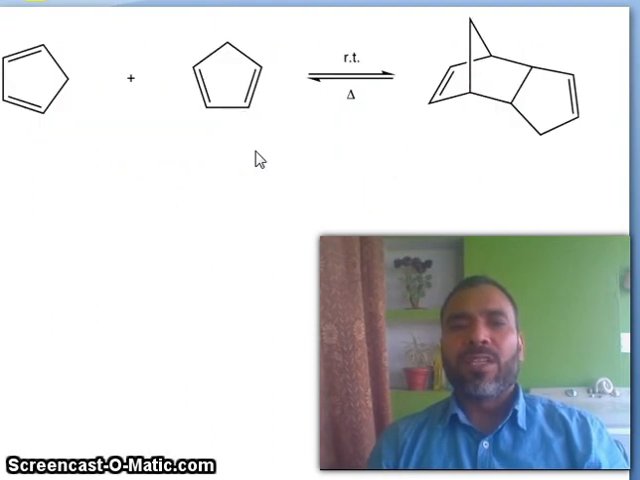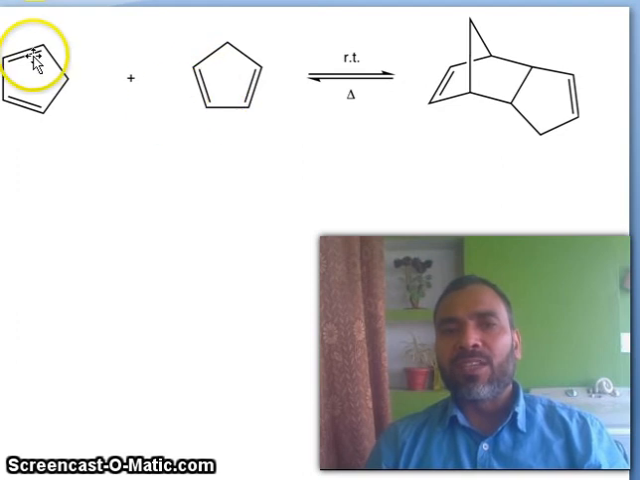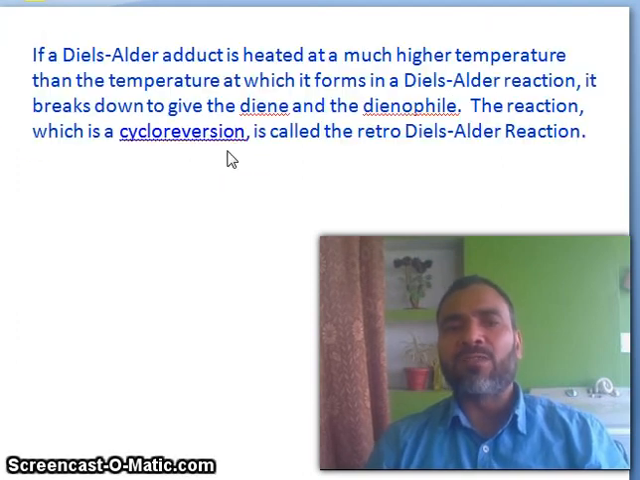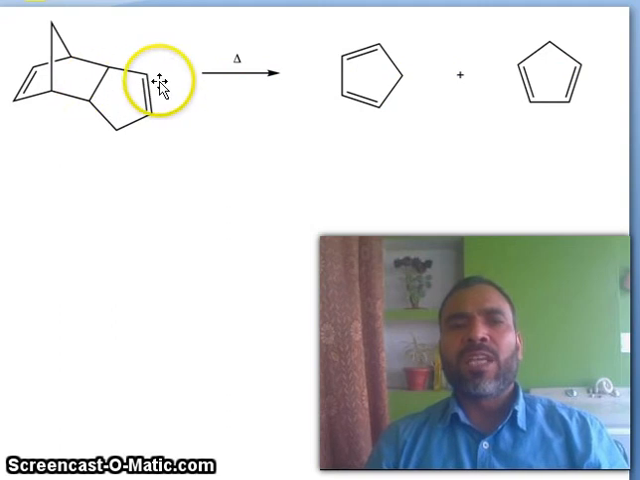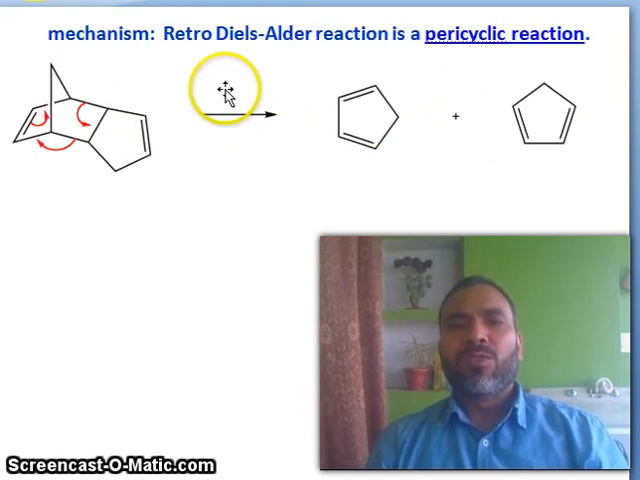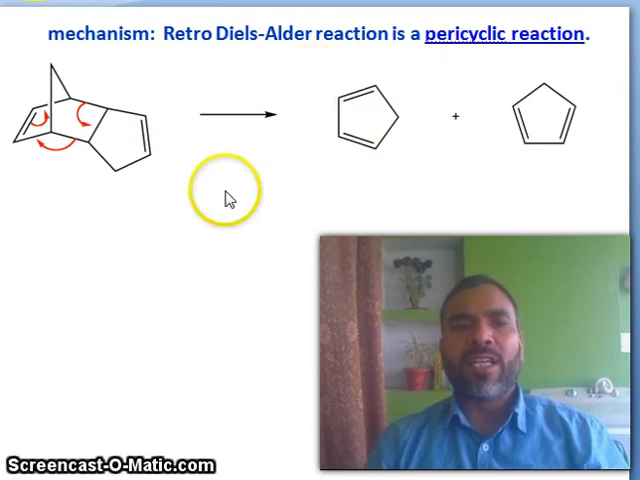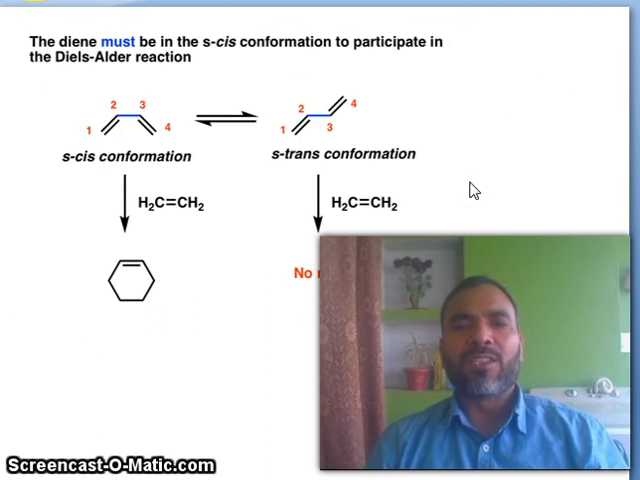So here is the confusion: only this double bond we are using as a dienophile. So just concentrate here. It is your diene, this is your dienophile. Now you can see here after heating. The retro Diels-Alder reaction is also a pericyclic reaction, as I already told you. So this is how it breaks and forms this product.